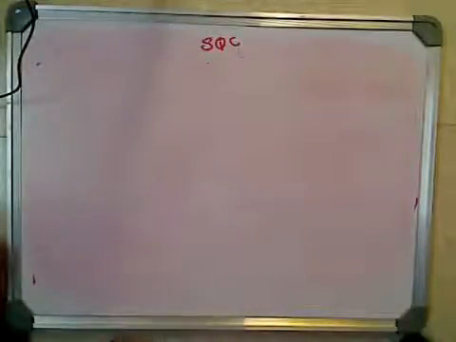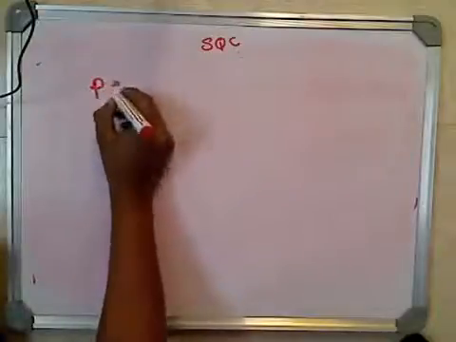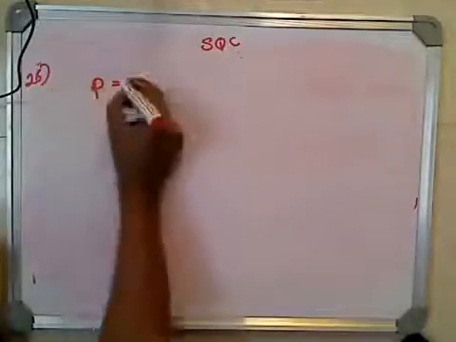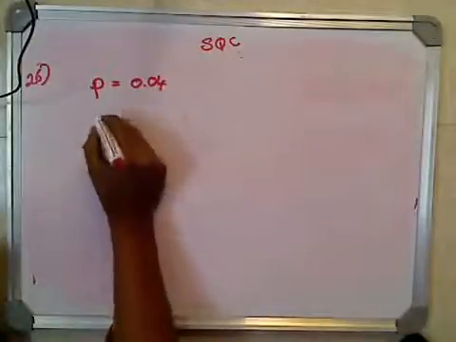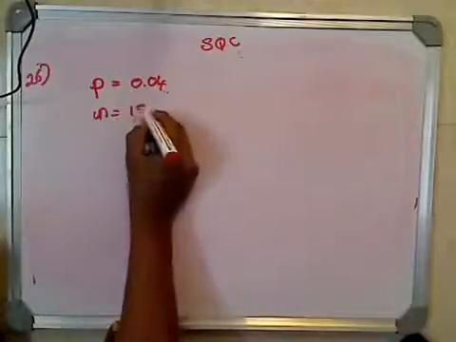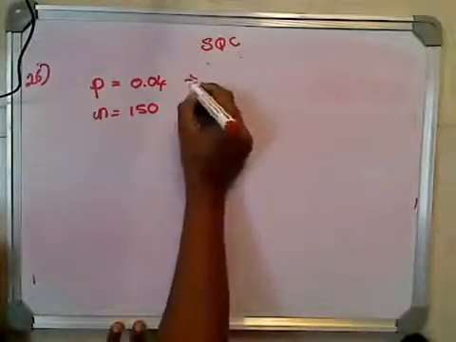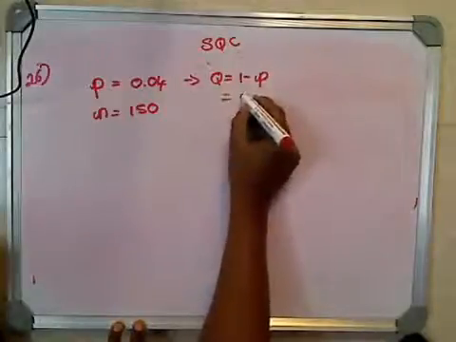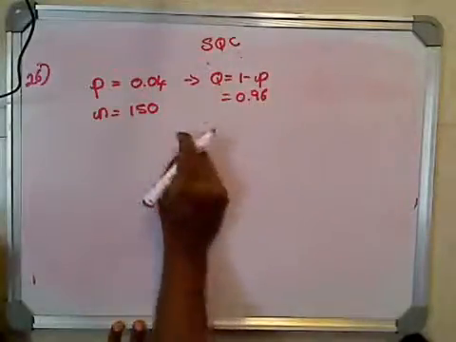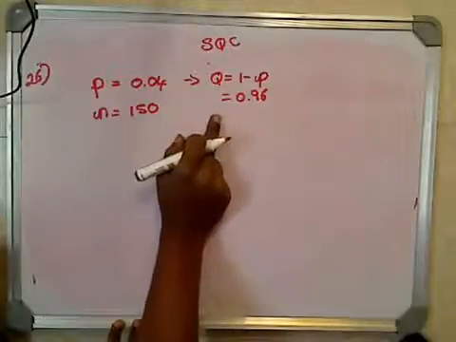Okay, so let's see how you in fact go about finding the answer to this. Firstly, value of p, this is problem 26. P is already mentioned, so 0.04. N, the sample size, that's given as 150. Q will not be difficult to find because Q is nothing but 1 minus P. Here this should be 0.96. 1 minus 0.04 should give you 0.96.